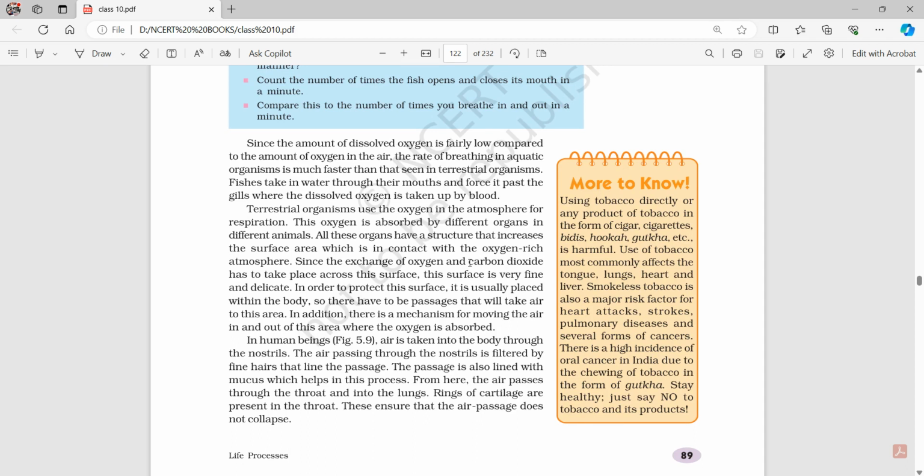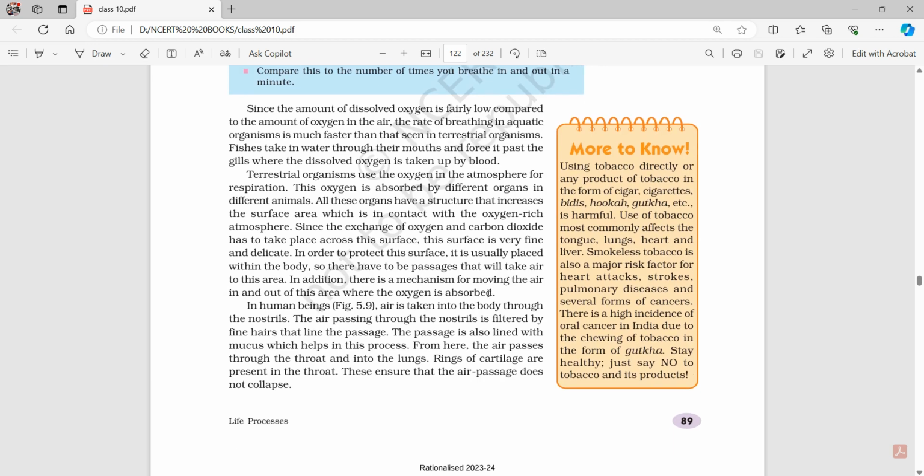This oxygen is absorbed by different organs in different animals. All these organs have a structure that increases the surface area which is in contact with the oxygen-rich atmosphere. Since the exchange of oxygen and carbon dioxide has to take place across the surface, this surface is very fine and delicate. In order to protect this surface, it is usually placed within the body, so there have to be passages that will take air to this area. In addition, there is a mechanism for moving the air in and out of this area where the oxygen is absorbed.